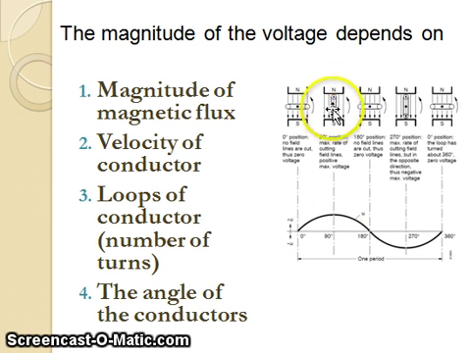And the other one is the number of conductors. This is shown as 1, but you can have 2, 3, 100, 200 conductors, and all the EMFs will be added together. And the third one is the speed of rotation. So 3 items will affect the output here.